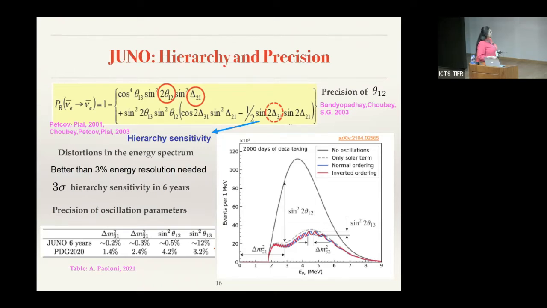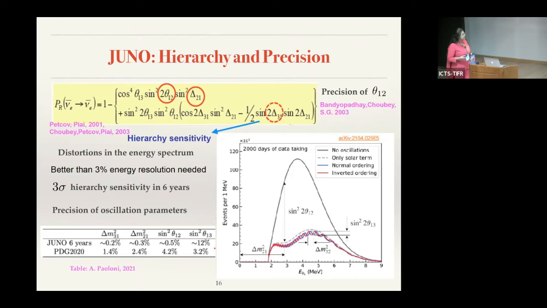This is the plot for normal ordering and inverted ordering, blue and red. You can see there is a slight difference in the frequency. To detect that, one needs better than 3% energy resolution. JUNO can give 3 sigma hierarchy sensitivity in 6 years. It can also determine the oscillation parameters at the sub-percent level, like delta m squared 3.1, delta m squared 2.1, and sine squared theta 1.2.